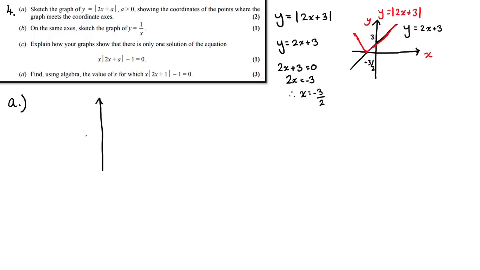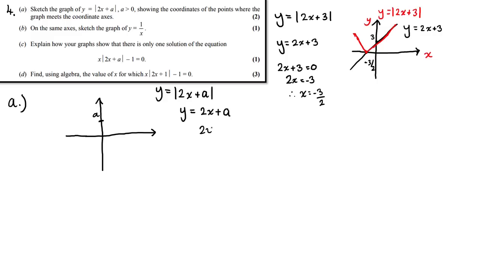So if we sketch this, well, we know it's going to cut through the y-axis. So if we just write the equation down, this is 2x plus a. And if we just consider 2x plus a, it cuts through the y-axis when x equals 0. So 2 lots of 0, we just get left with a. So it will cut through here at, say, a. So that's a.